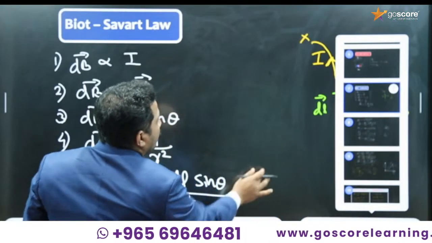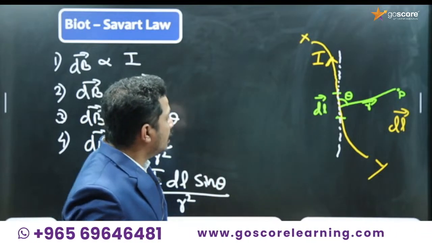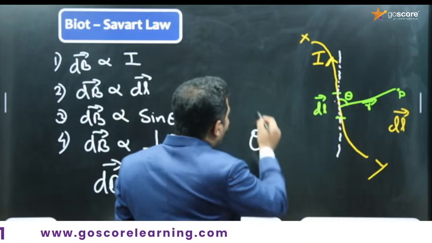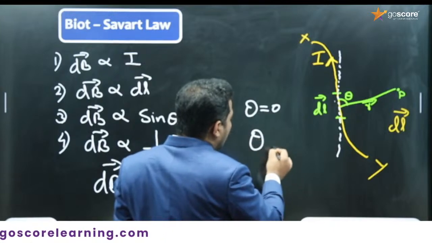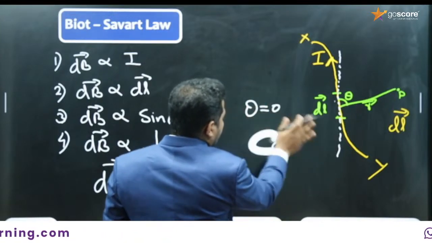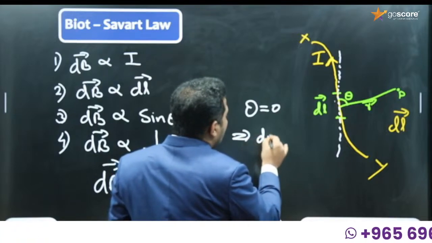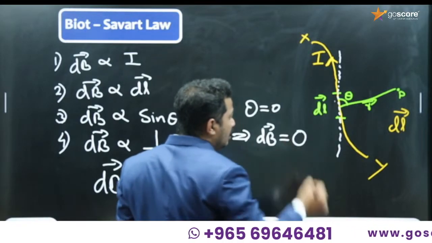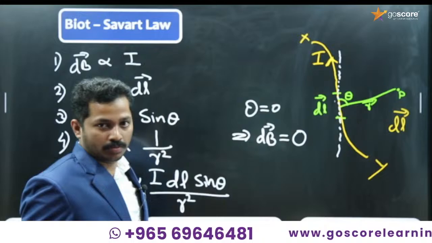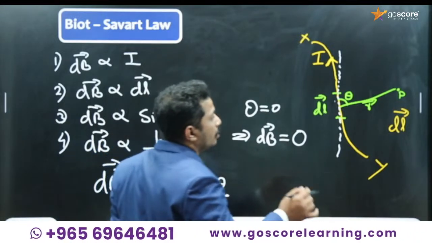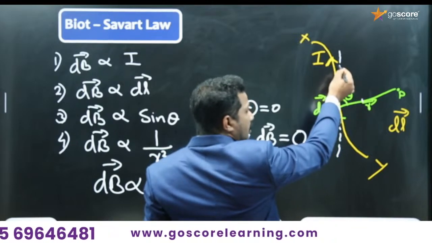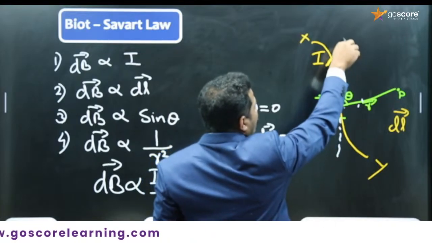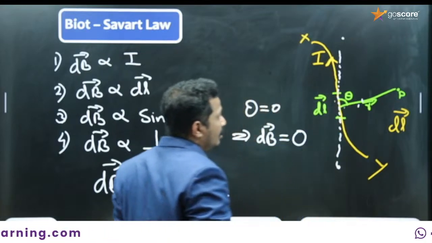So we have seen that the expression for magnetic field has a theta dependence, right? What is the angle theta? It is the angle between dl and r. So theta equal to 0 implies, what is dB? Since sin 0 is 0, dB will be 0. So when will theta become 0? Theta becomes 0 when r is along the axis, which means this line is along the axis. So the point P should be on the axis of the element.